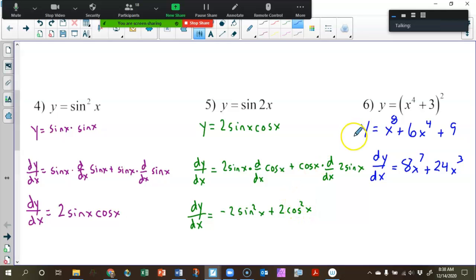And then number 6, again, we can expand. So x to the 4th plus 3 squared is x to the 8th plus 6x to the 4th plus 9. And its derivative, just using our power rule, we get 8x to the 7th plus 24x cubed plus 0. Now, are there questions there in 4, 5, or 6?